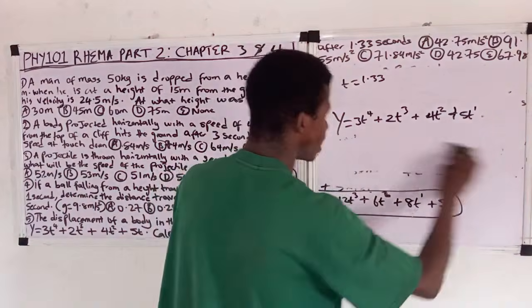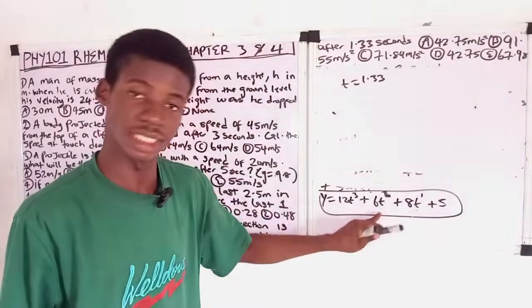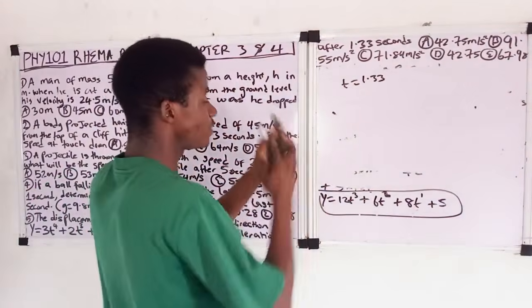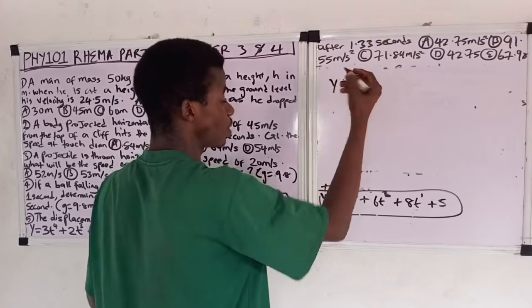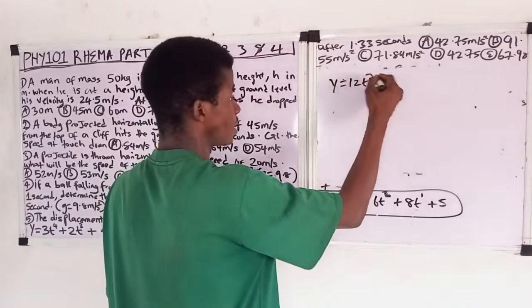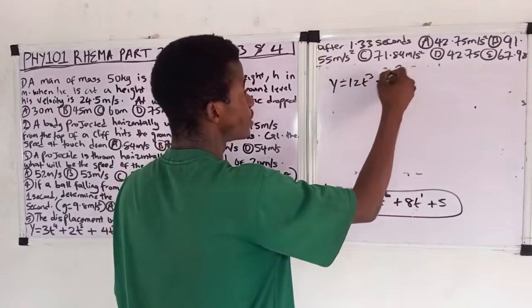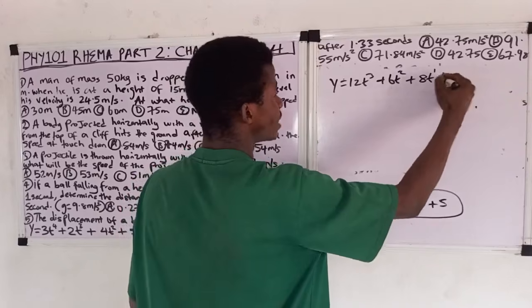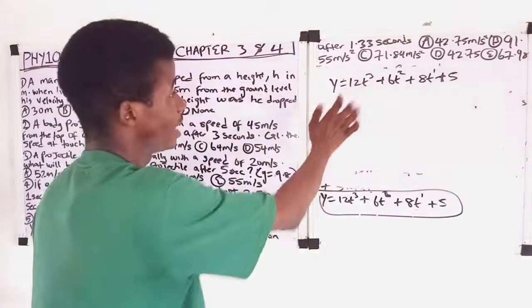Yes, we differentiate twice. When we differentiate once, we got this, so we differentiate this one again. Let's differentiate it. Y is equal to, because we are looking for acceleration, 12t raised to power 3 plus 6t raised to power 2 plus 8t raised to power 1 plus 5, right? Since we are looking for acceleration, we differentiate this again.